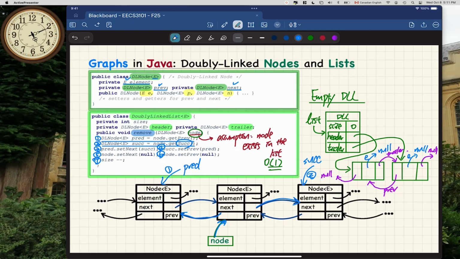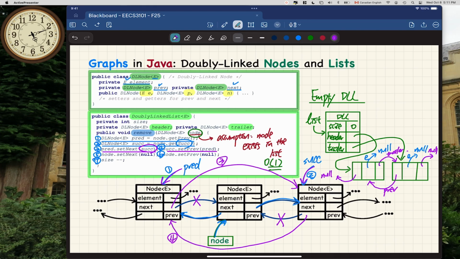All right? Number three, I'm going to do some reference setting. Predecessor.setNext will be successor. So predecessor.setNext, rather than pointing to here, is going to point to the successor right here. So this will be number three. Number four will be very similar. Successor.setPrevious will be predecessor. So successor right here, the previous, rather than pointing to here, is actually going to point to the predecessor right here. So this will be number four.